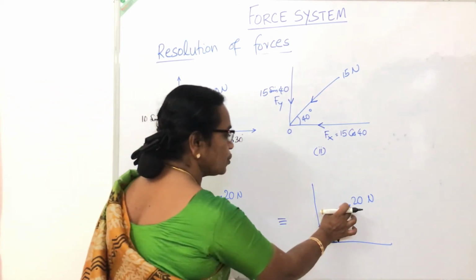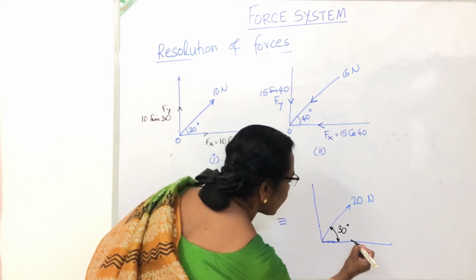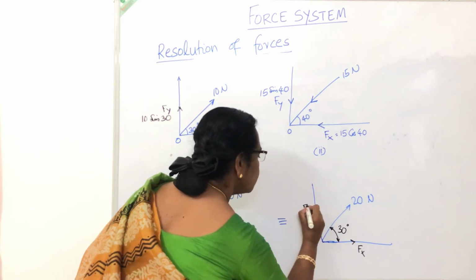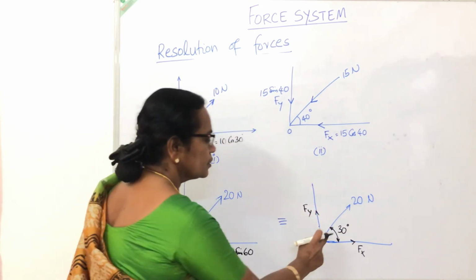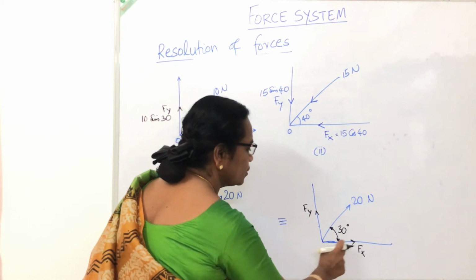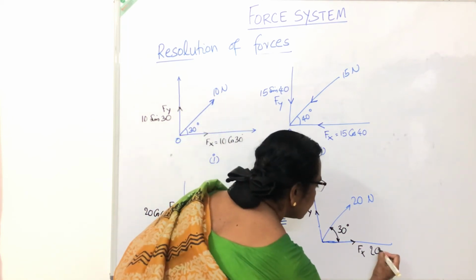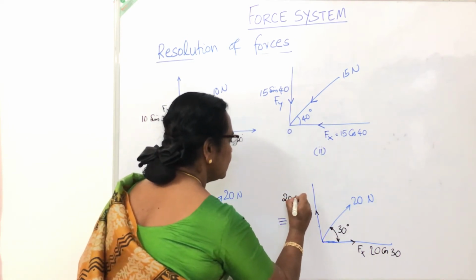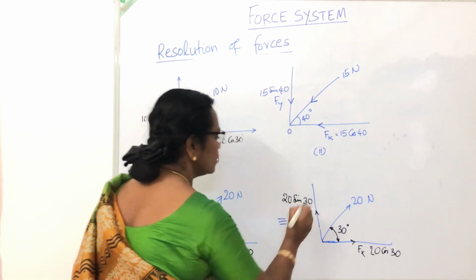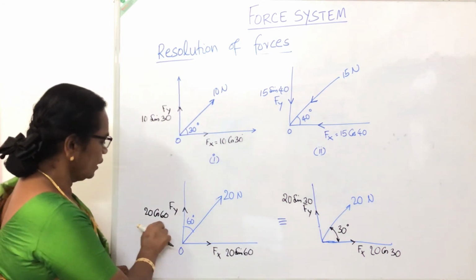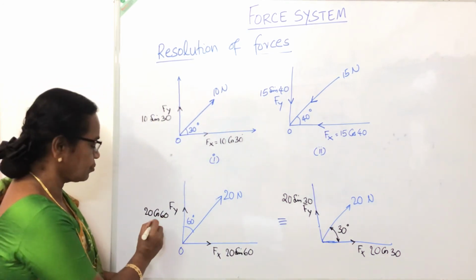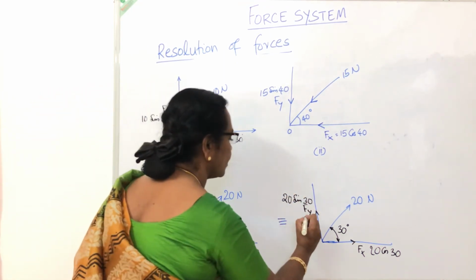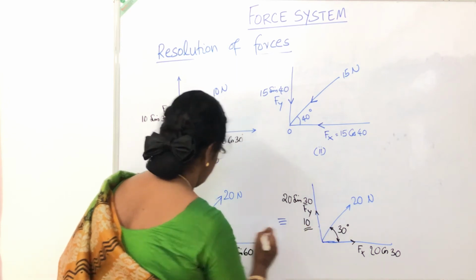Now you resolve it. The force is away from the joint. So the components are outward. This is 30 degrees. So the components will be 20 cos 30 and 20 sin 30. Check. This is 20 cos 60. What is cos 60? 0.5. So this is equal to 10. Sin 30 is also 0.5, so 20 sin 30 is also 10.